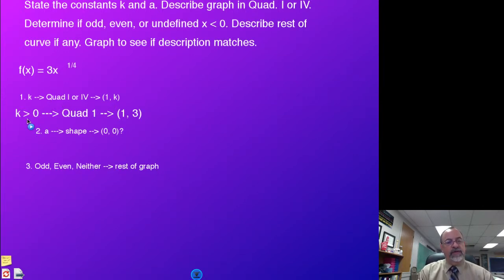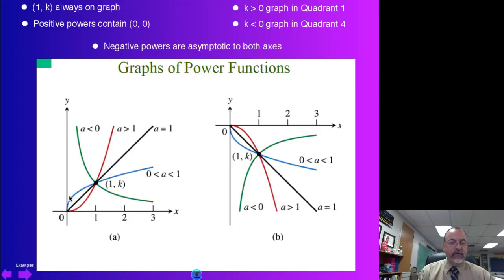Then we want to figure out the shape. Now again, the shape says if a is between 0 and 1, this is a fractional power, so it's shaped like this root function. All root functions are shaped like this. And again, the higher the exponent, the more flat it'll be through here, but it will go through (1, 3). So we know it's going to have this shape in quadrant 1.